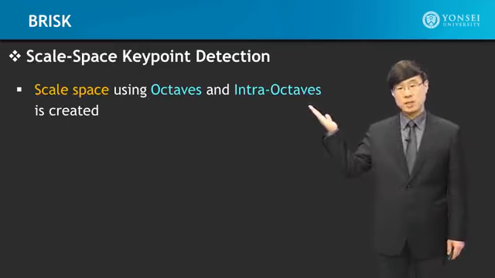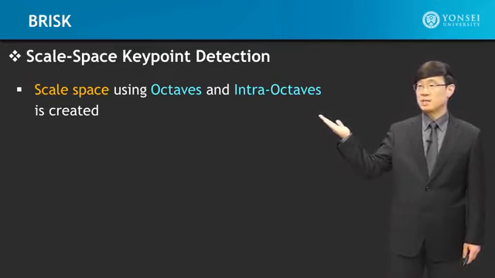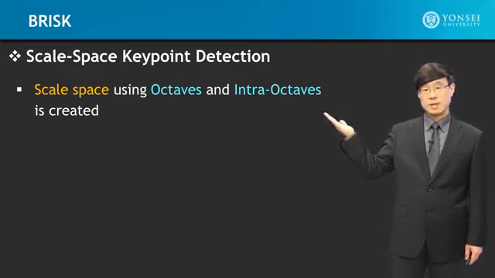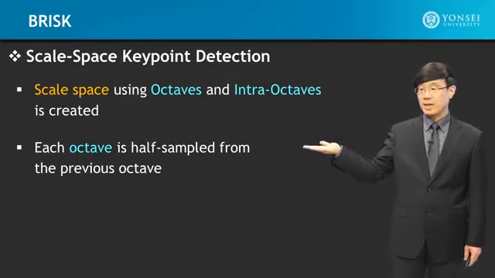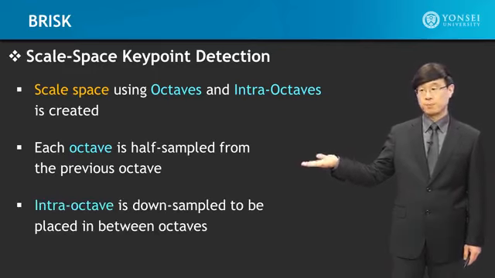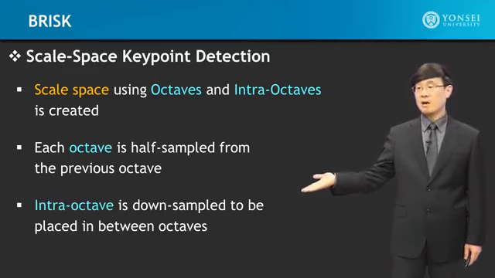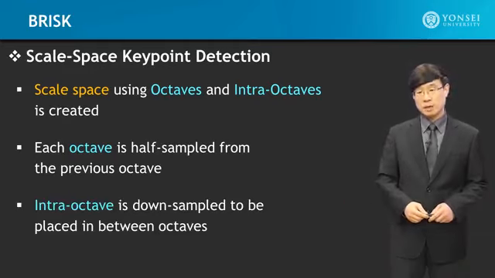Scale space key point detection is based on scale space using octaves and intra-octaves. These are created first. Then each octave is half sampled from the previous octave, and intra-octave is downsampled to be placed in between octaves.